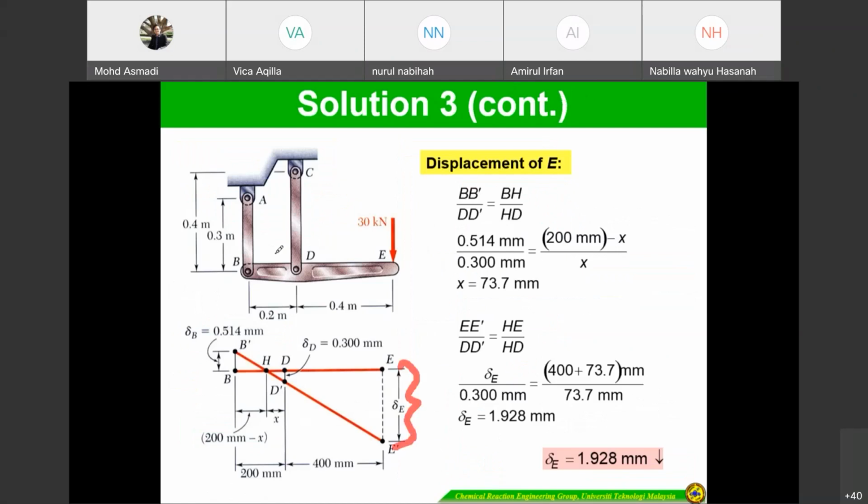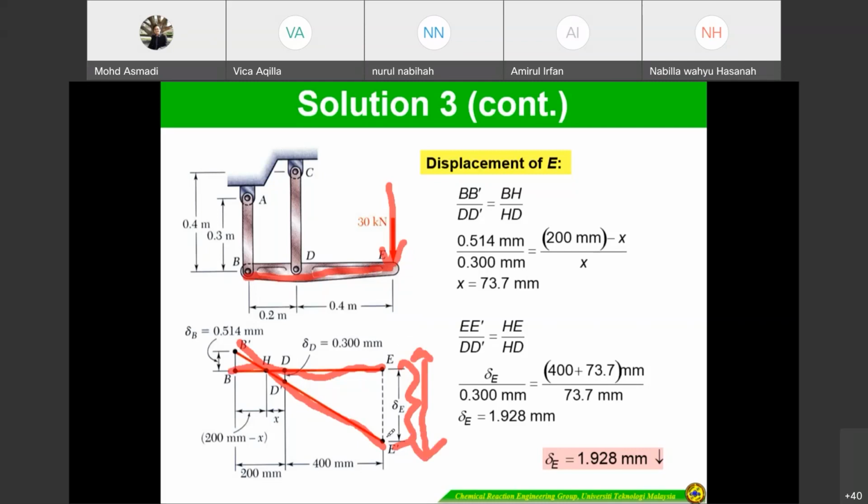Okay, so this is the graph. This is the original bar, the original position. When you apply 30 kilonewton, it is displaced to a certain distance.